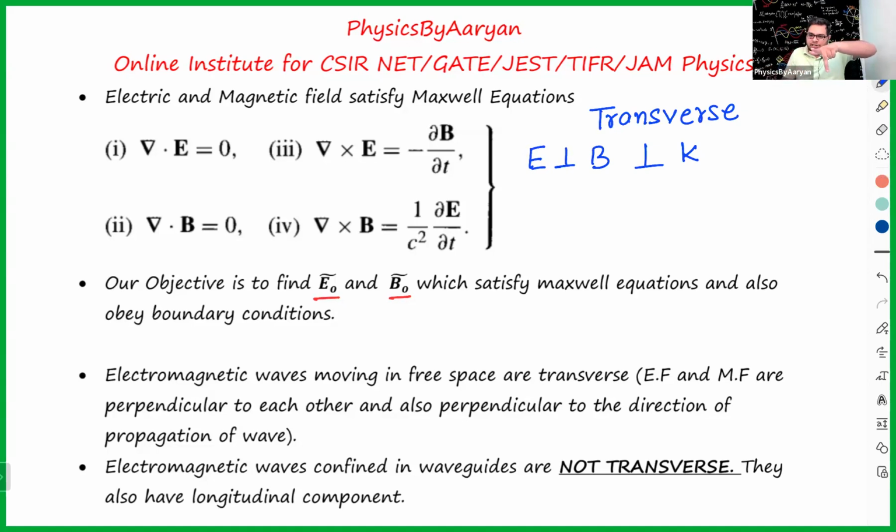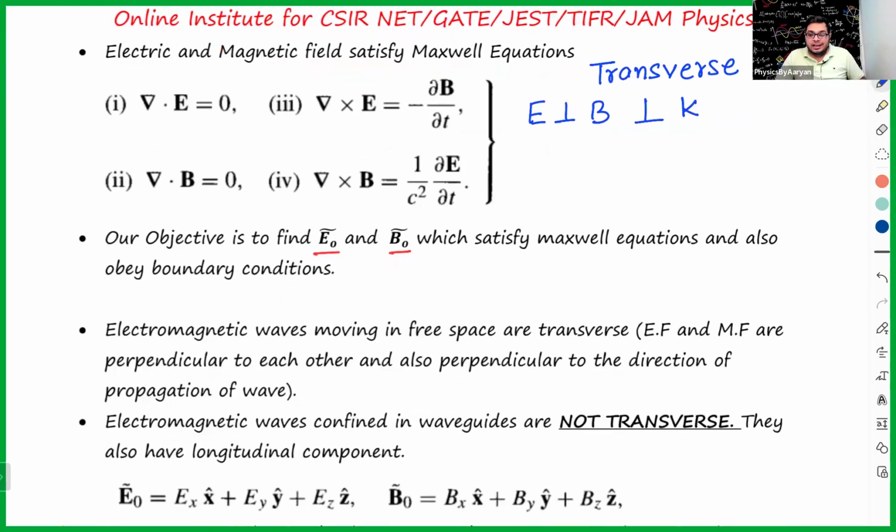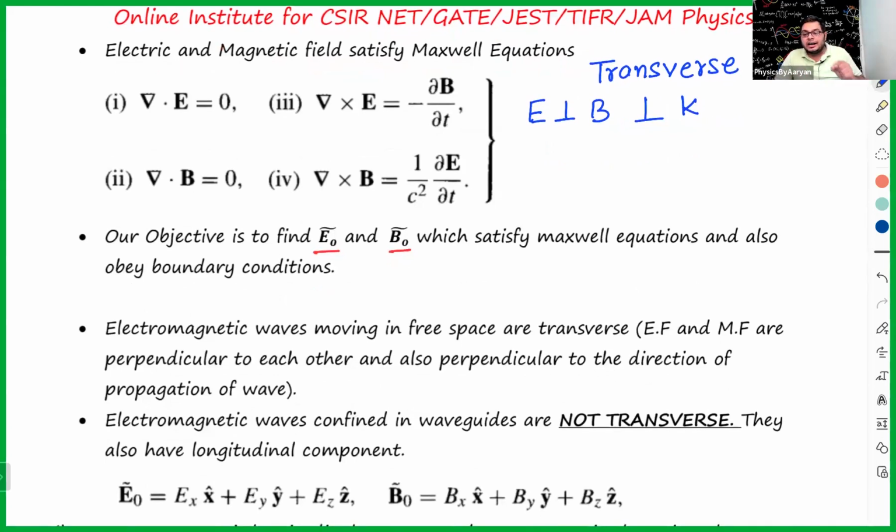Let's say this is the direction in which the wave is going. Then this is the electric field and this is the magnetic field. All 3 are perpendicular to each other. This is known as transverse wave. But now, as a matter of fact, if your wave is inside the waveguide, then your wave no longer remains transverse. Now your electromagnetic wave is no longer transverse. Now the angle between electric field and wave is not 90 degrees. Now the angle between magnetic field and wave is not 90 degrees. That is one of the very fundamental.